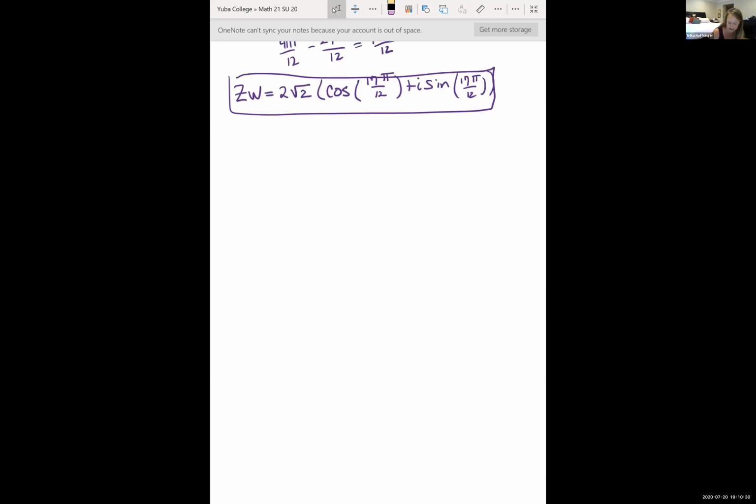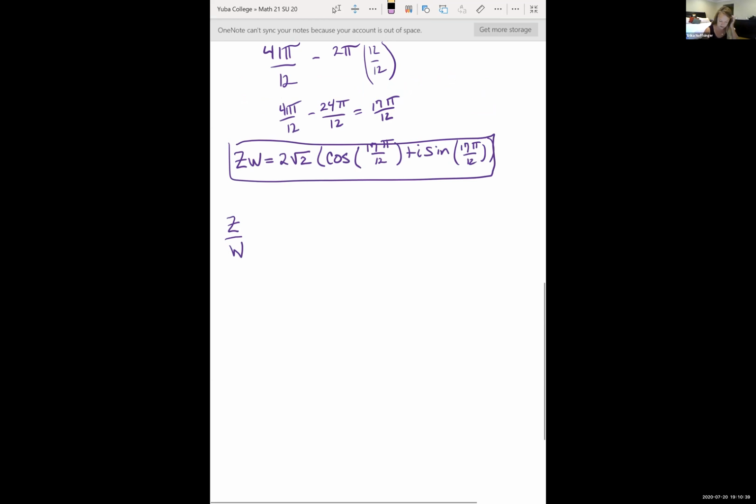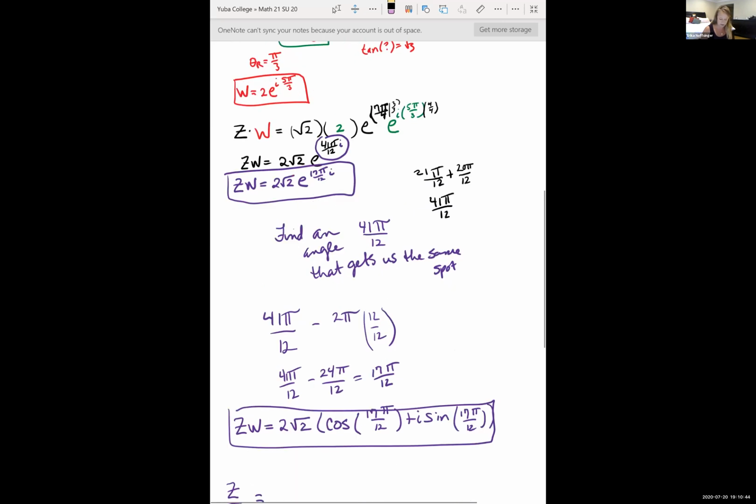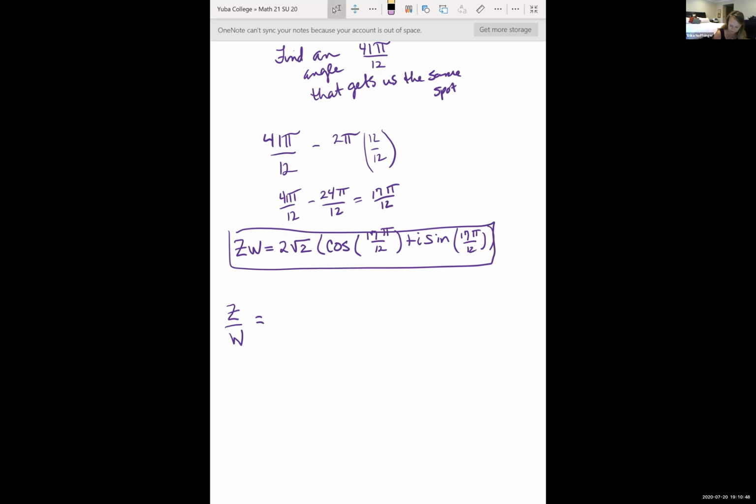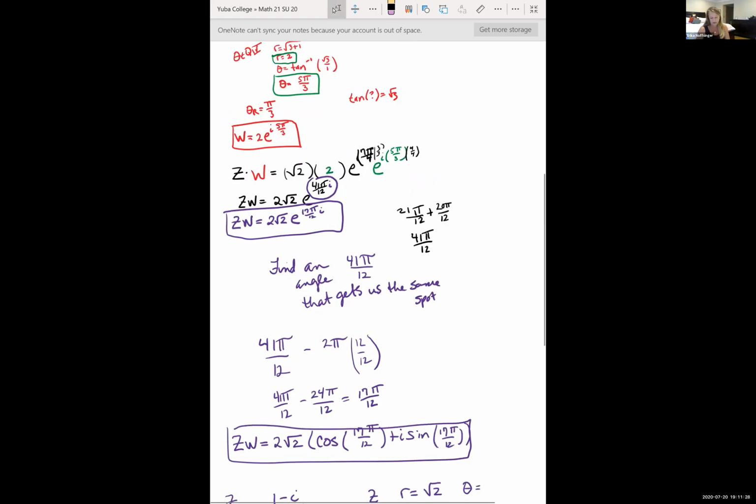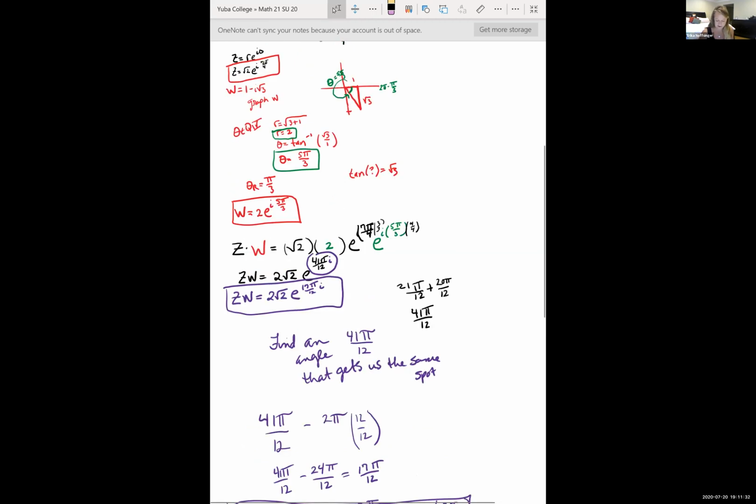So now we wanted to look at z divided by w. Again, let's just rewrite what z is. I have it right here in my book without scrolling. z was 1 minus i all over 1 minus root 3 i. For z, we already found that r is equal to root 2. For w, r was equal to 2. Theta for z we found to be, I already did that work, it was 7 pi fourths and 5 pi thirds.